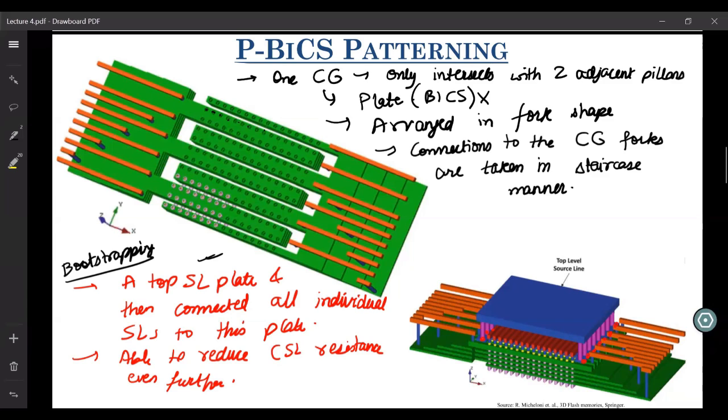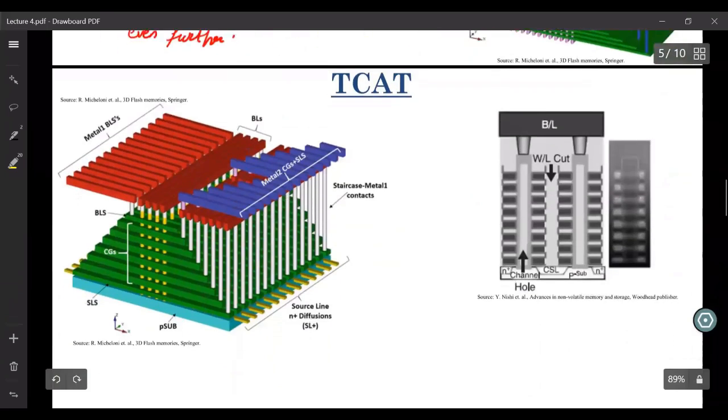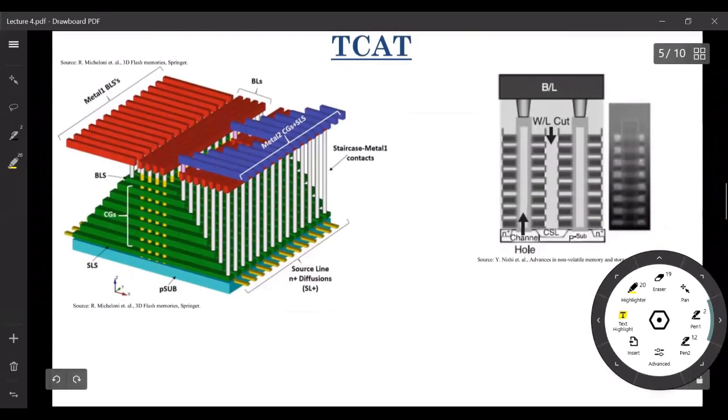So this was all about your pipe-BICS, pipe-shaped BICS from Toshiba. Now let us go ahead with what Samsung came up with. So Samsung came up with this TCAT, terabit cell array level transistor.